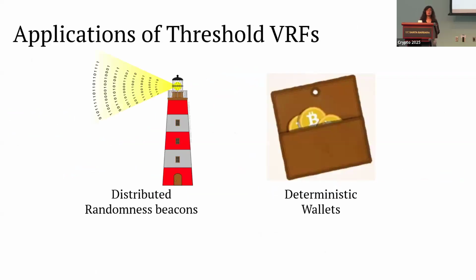So threshold VRFs have actually been implemented in practice in a lot of applications. The main ones include distributed randomness beacons and also deterministic wallets.